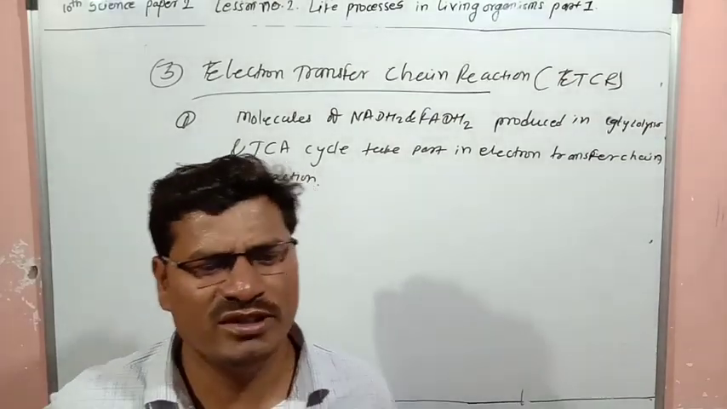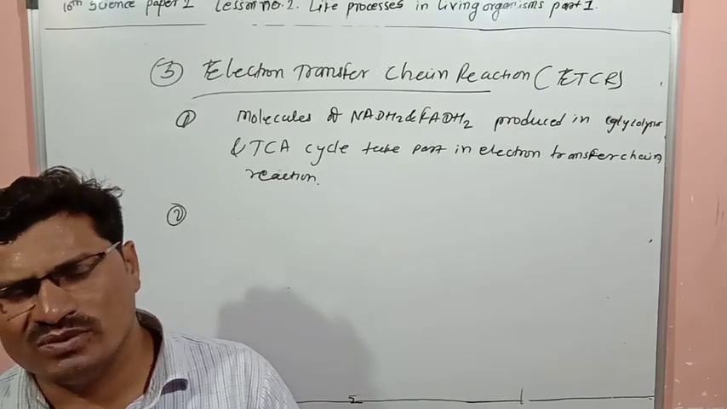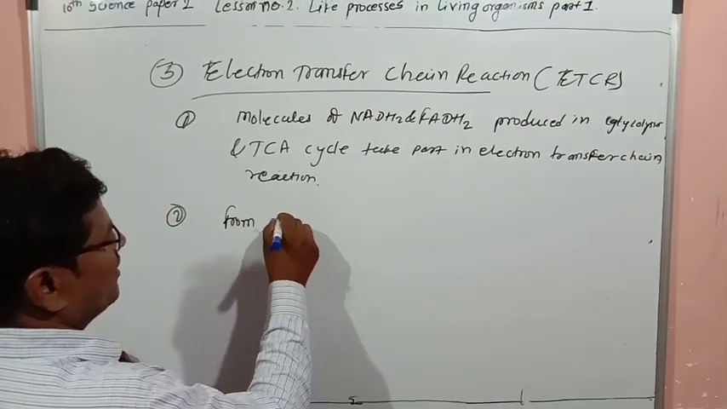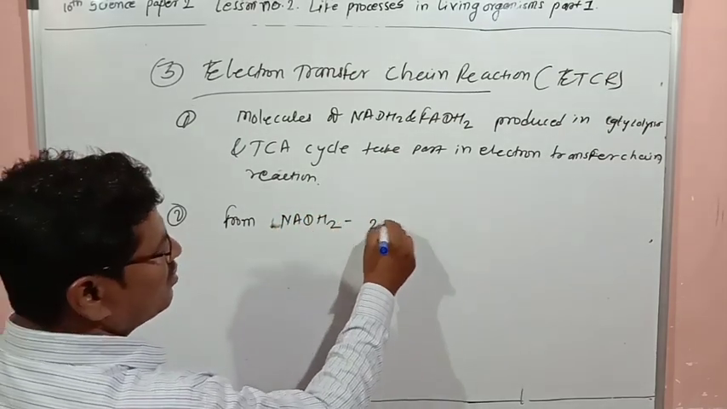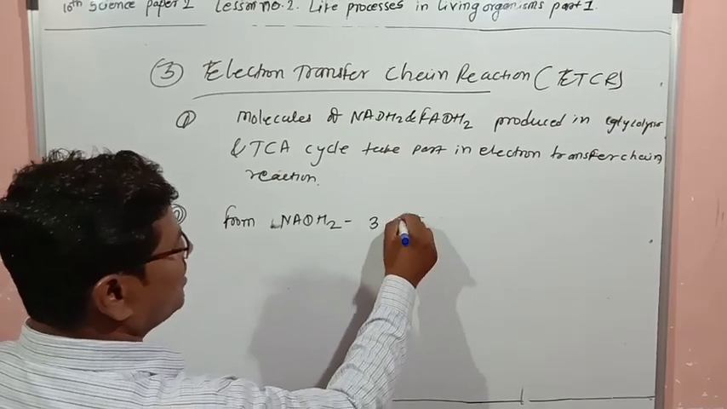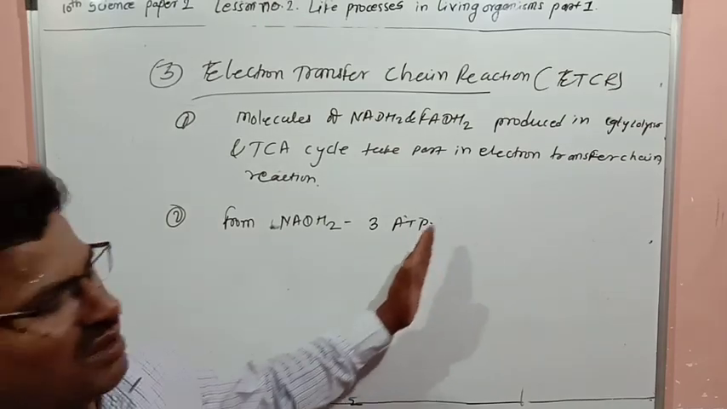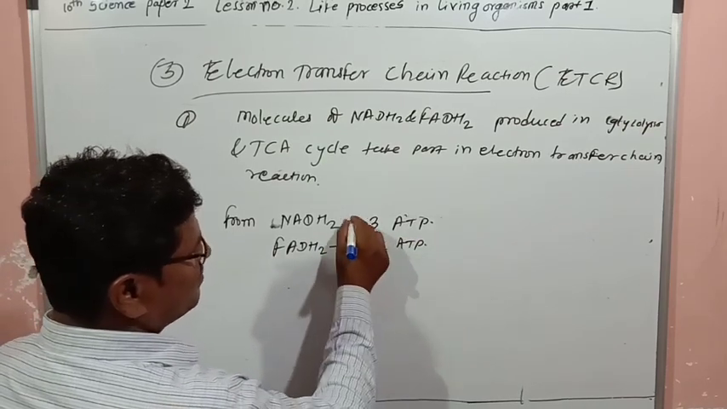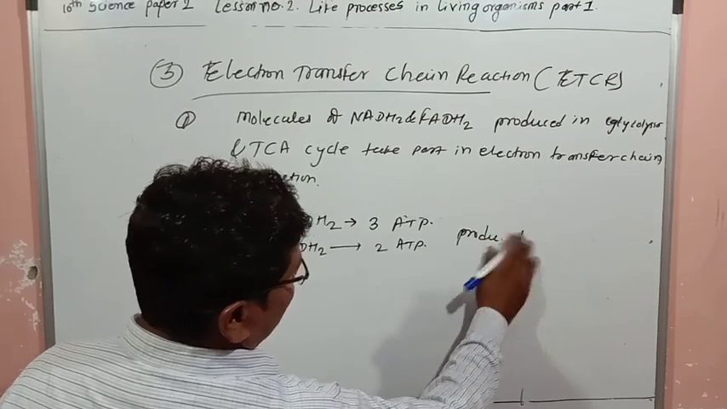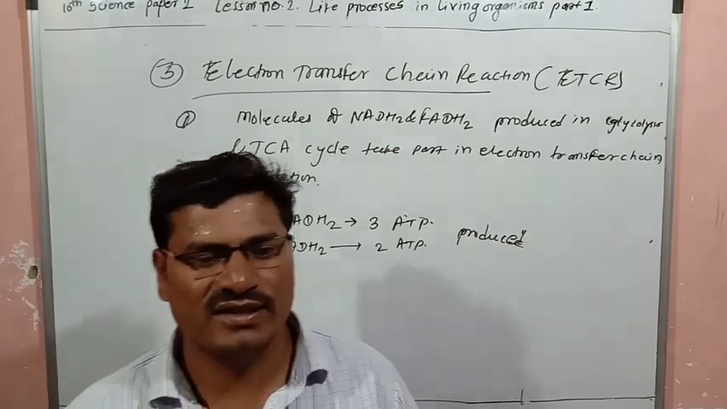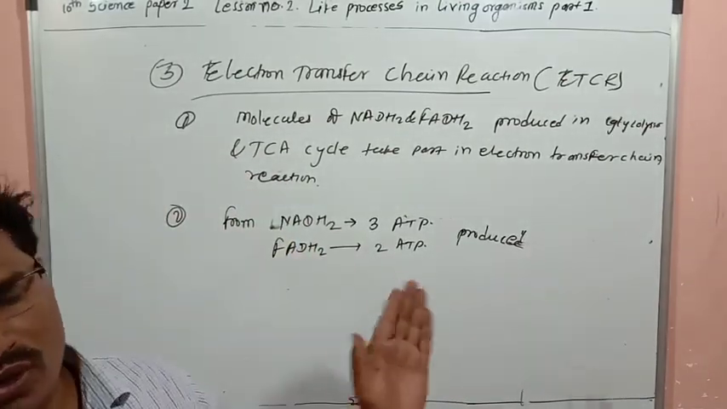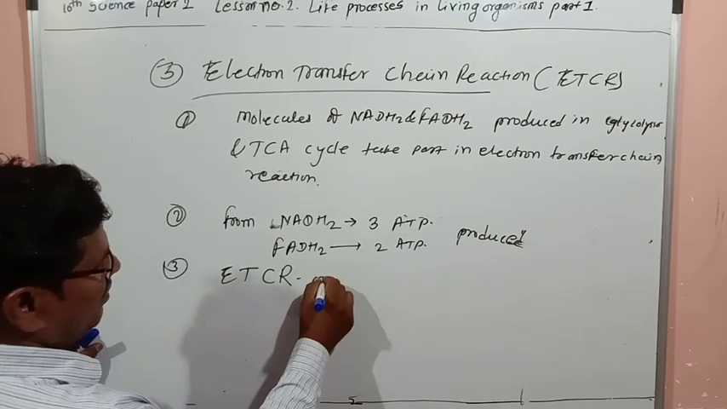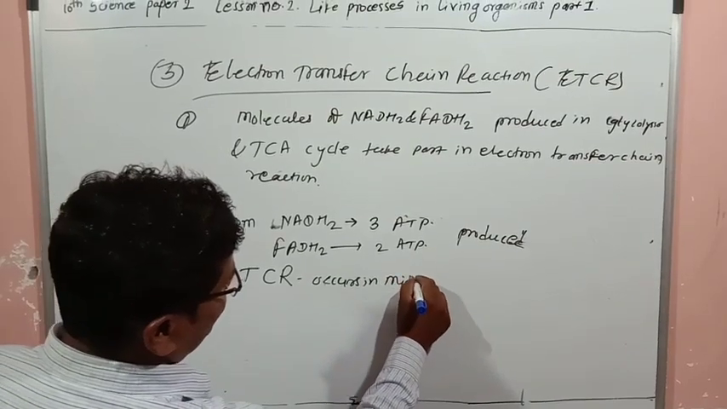Second point: from NADH2, 3 ATP molecules are produced, and from FADH2, 2 ATP molecules are produced. Next, the electron transfer chain reaction occurs in the mitochondria.